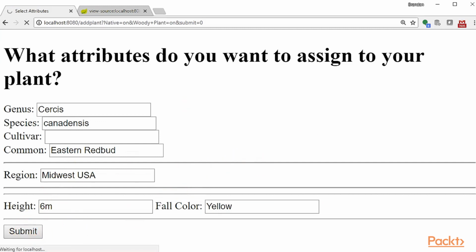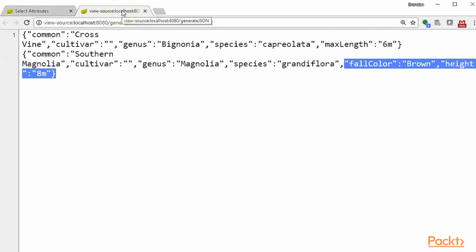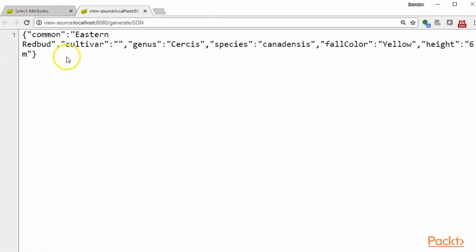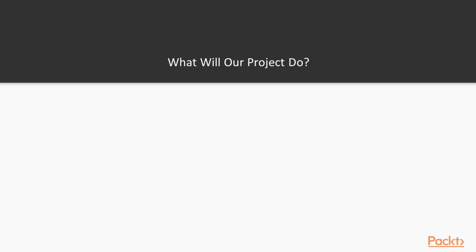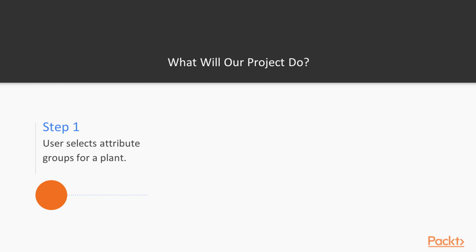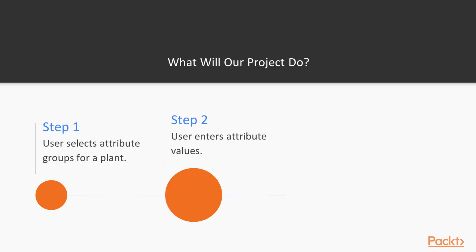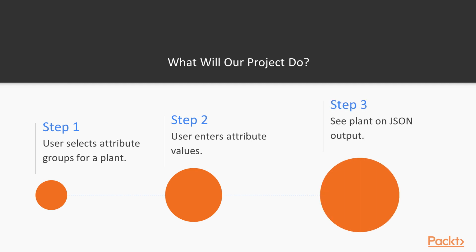We hit submit, get a confirmation message, and then we can look at our new plant in our JSON feed over here, our Cercis canadensis with fall color of yellow and height of 6 meters. So that's what our application does. From the user's point of view, step 1, select attribute groups for a plant. That's our evergreen, native, herbaceous, whatever else we're going to add to it. Then enter the values that correspond to those attribute groups, and then see the plant on JSON output.